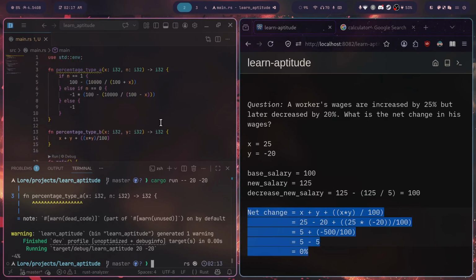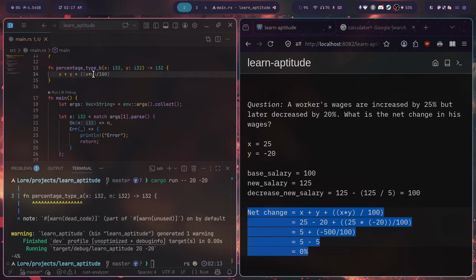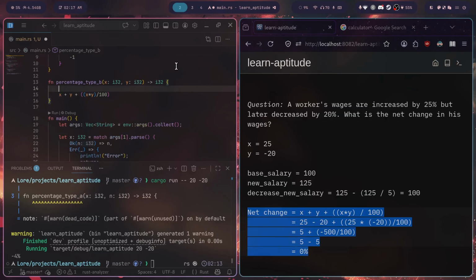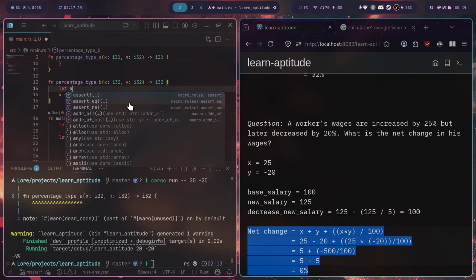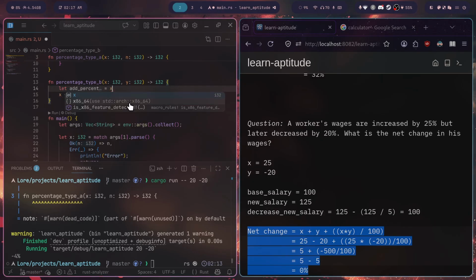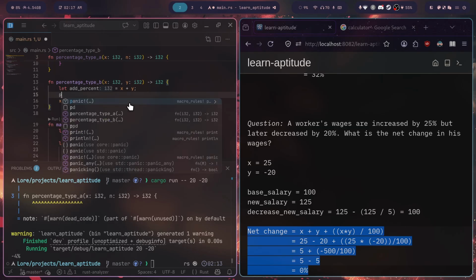So what happened in our program? x into y. How did it come to minus 4%? Let's break it down then. It could be that there's some issue in this particular formula, but let's break it down. So first, add percent equal to x plus y, and we will print it.